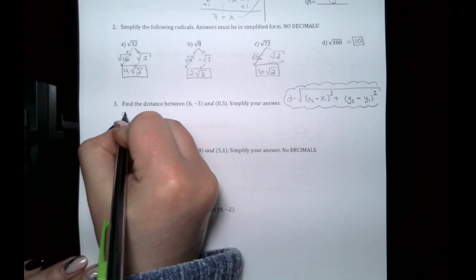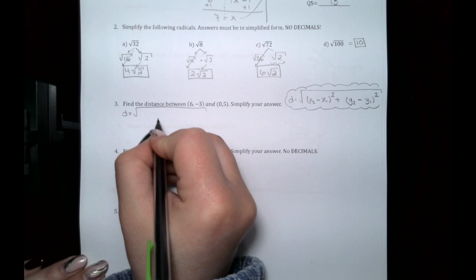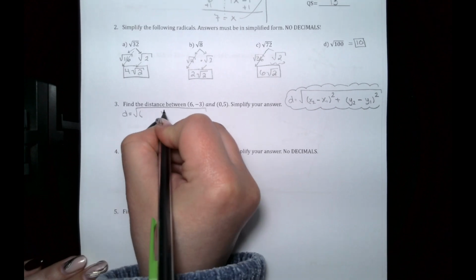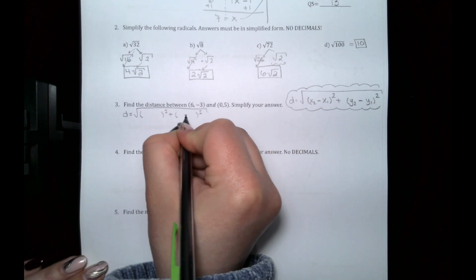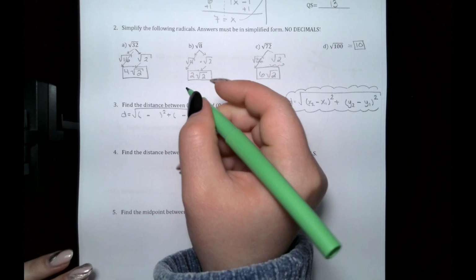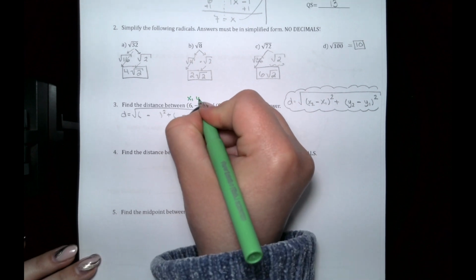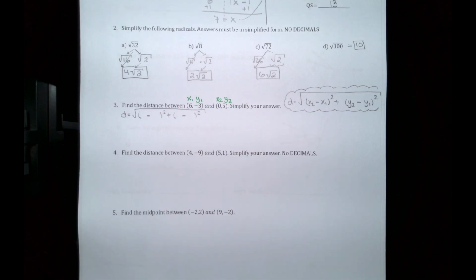So let's go ahead. D is equal to the square root. Now notice I didn't give you too much space, so you do have to kind of write small. Have your parentheses. And all I'm doing right now is I'm copying down the formula, okay? Now that we copy down the formula, I'm going to go back and I'm going to label my points. You always want to label your points as x1, y1, x2, y2. That will never change. After that, you're going to input your values into your formula in the correct location.